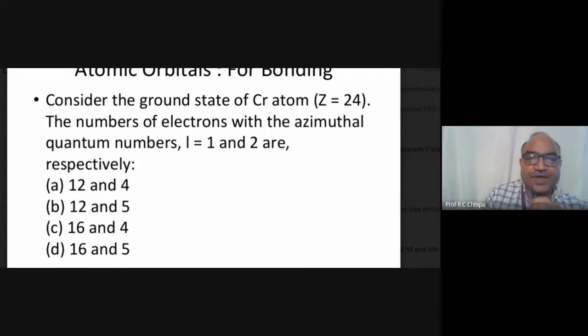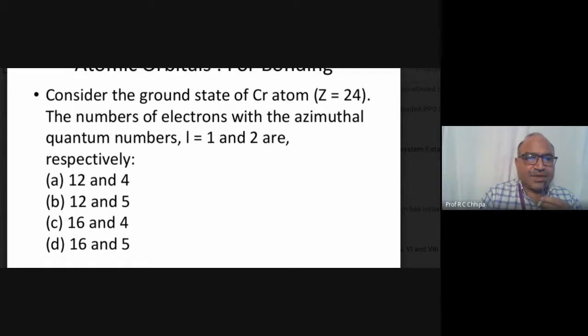And in case of l equal to p, there l is equal to 1. So what will be the answer? So here the electrons, the correct answer is 5 and 12. Okay.